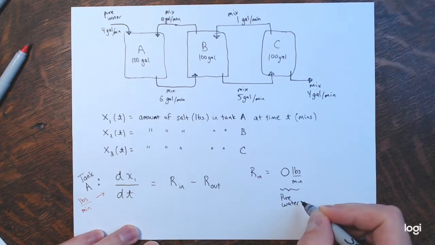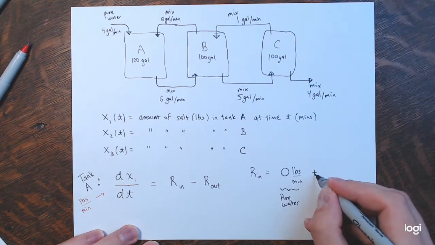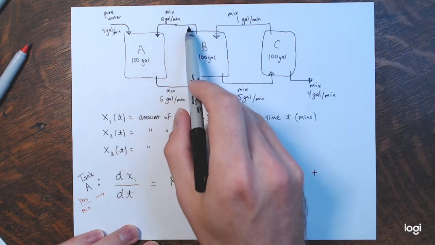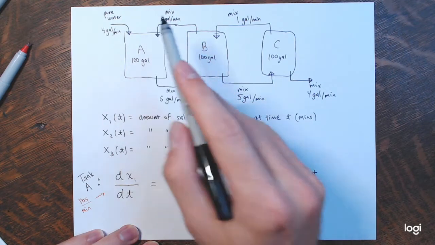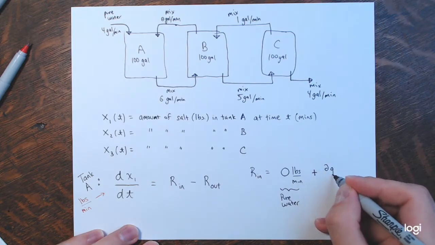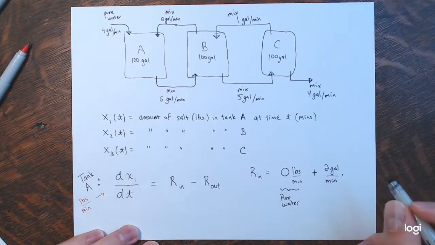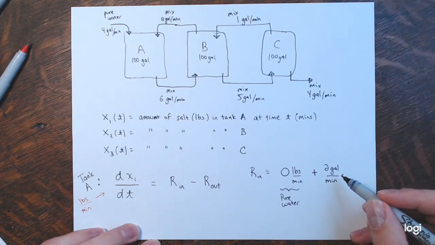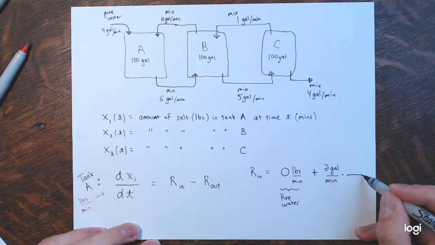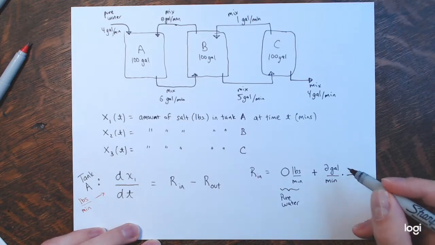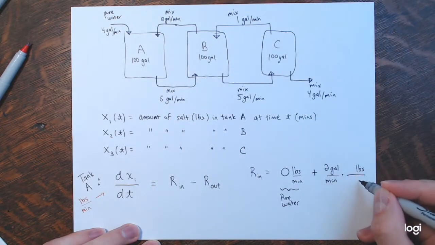No salt at all coming into there. Plus, on top of that, we have this mixture from tank B being pumped into tank A at 2 gallons per minute. But I want to convert this to how many pounds of salt that is per minute. So I'm going to multiply by the concentration of the salt in this tank B mixture. So how many pounds per gallon?